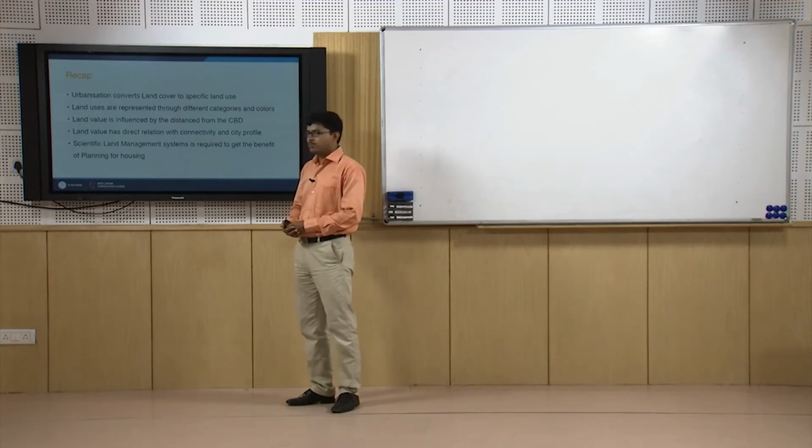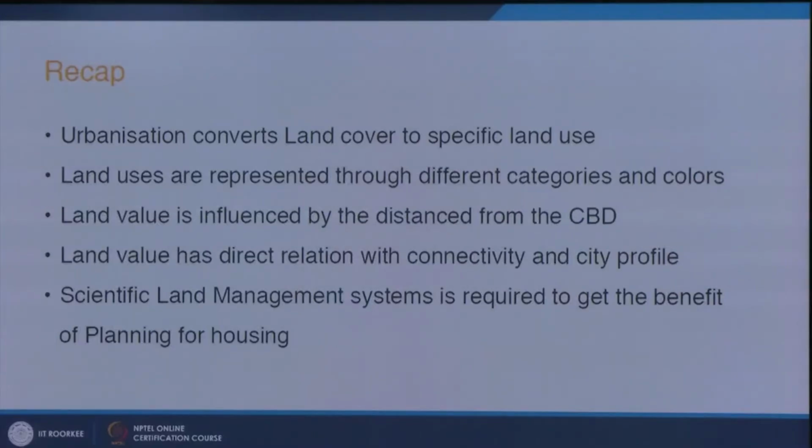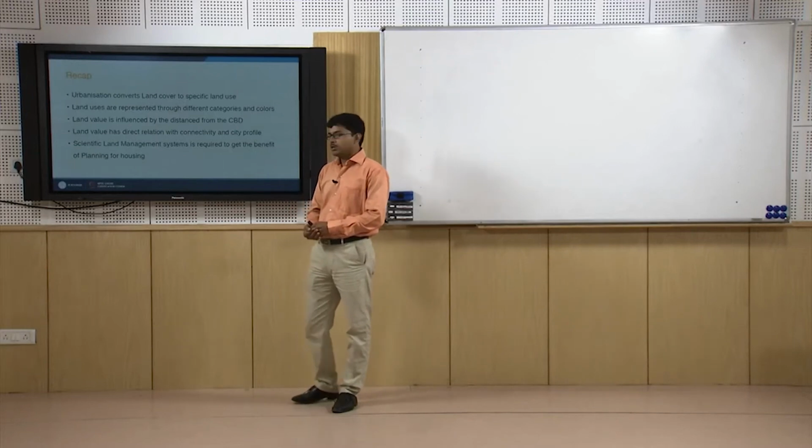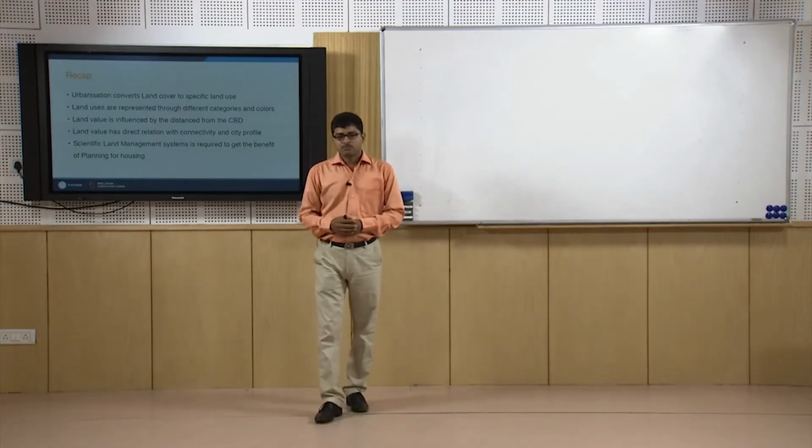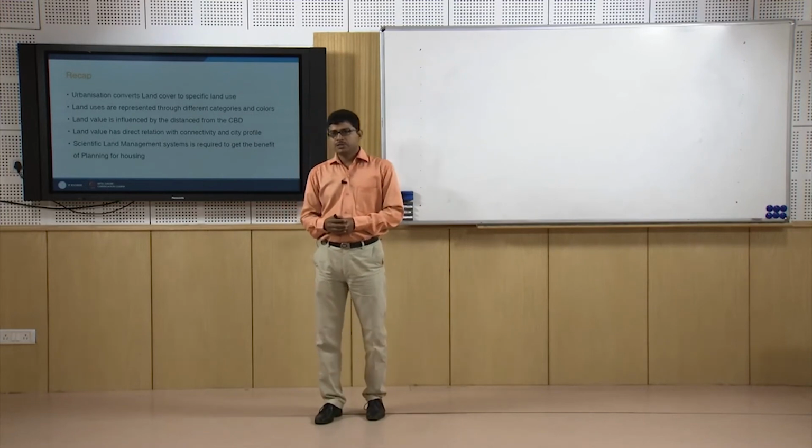And land value is influenced by distance. Land value is very high in the center and low in the periphery, and land value has a direct relation with the connectivity and the city profile. And also we discussed the need for scientific land management methods which are required to create good housing areas and residential areas.